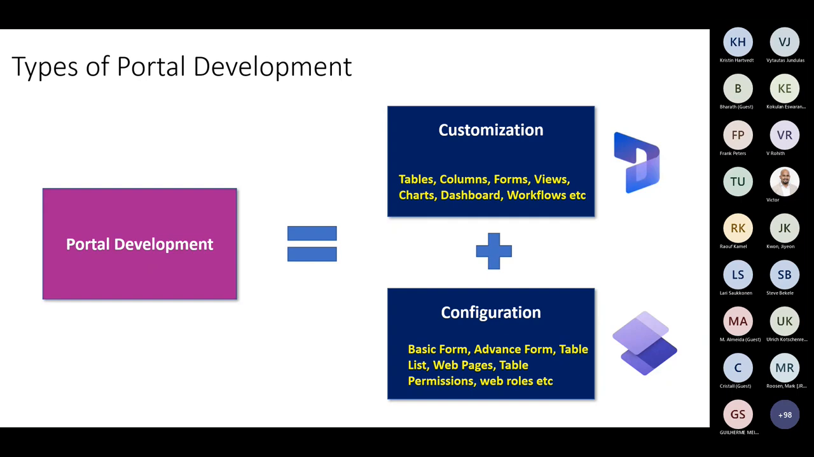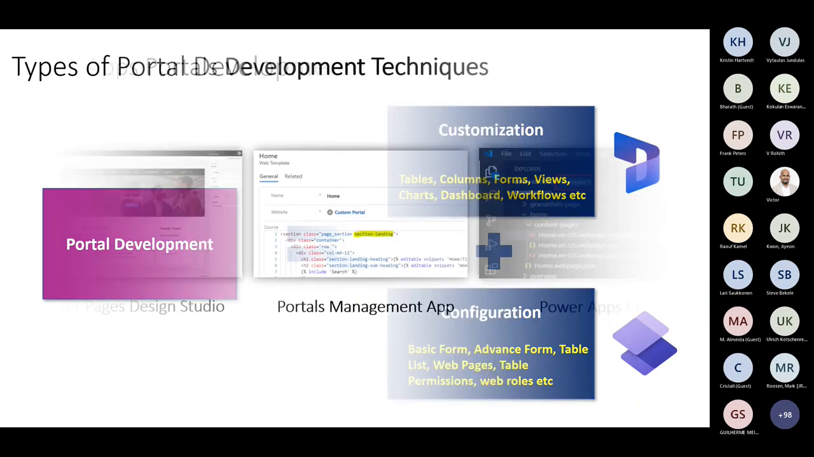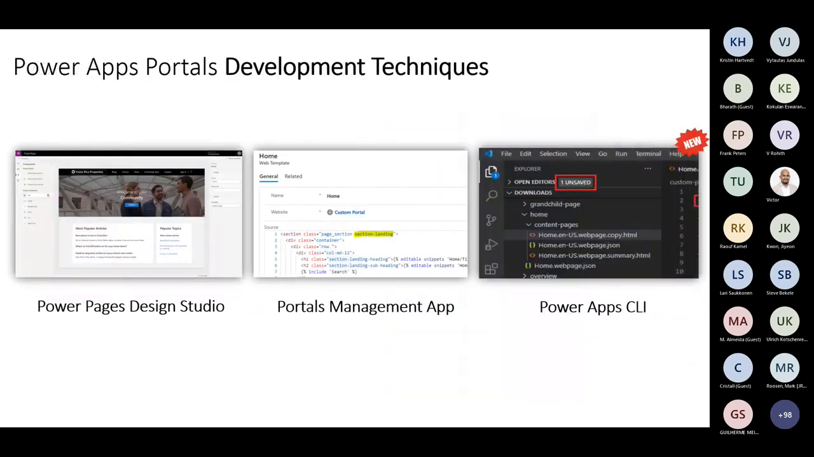But if you want to create some basic forms or advanced forms, definitely you have to do some sort of customization in the Dataverse as well. You might need to create a new table. You might need to create new attributes, columns, forms, views, and all, right? So basically portal development comprises two things, customization and configuration. I'll come to that part in a later slide deck, how you can do the customization and how you can do the configuration. Okay, so I'm talking about the development techniques.